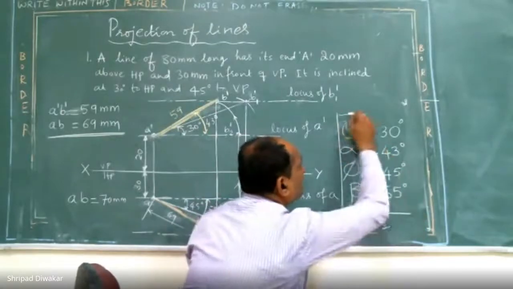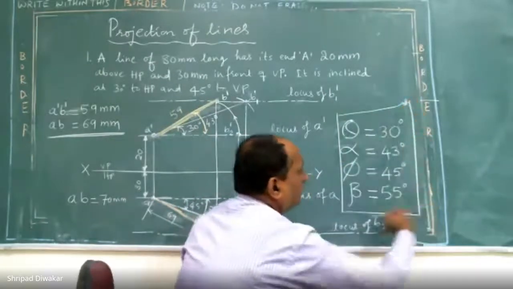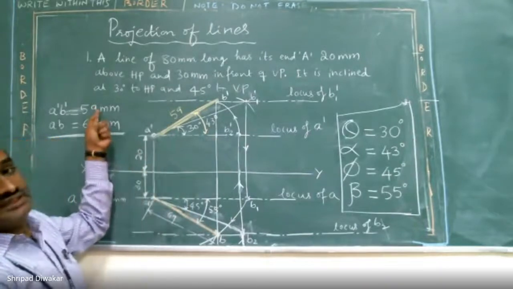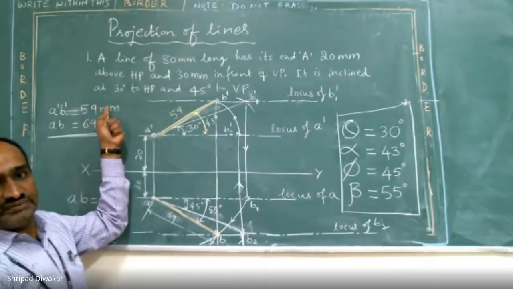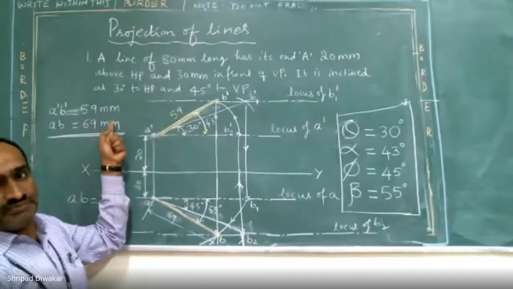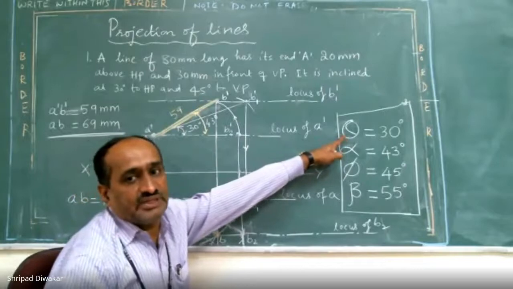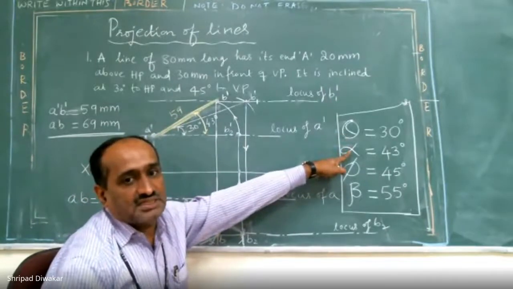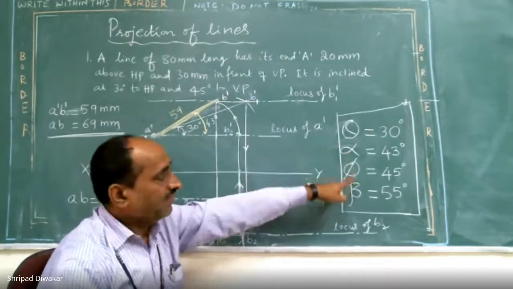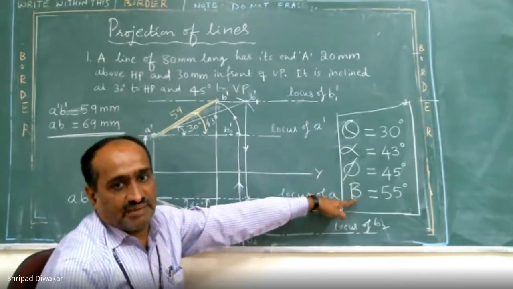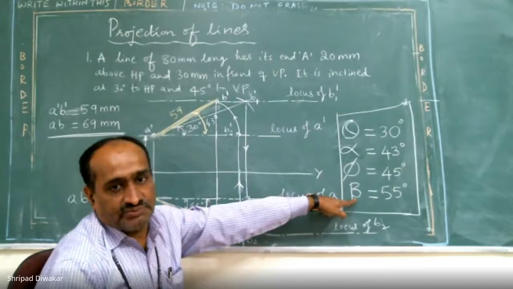So after solving your problem, after making the confirmation, these are the steps involved. Okay, you have to write the apparent dimension in the front view, apparent dimension in the top view. Theta is your true inclination of the line with respect to HP. Alpha is the apparent inclination of the line with respect to HP. Phi is the true inclination of the line with respect to VP, and beta is your apparent inclination of the line with respect to VP.